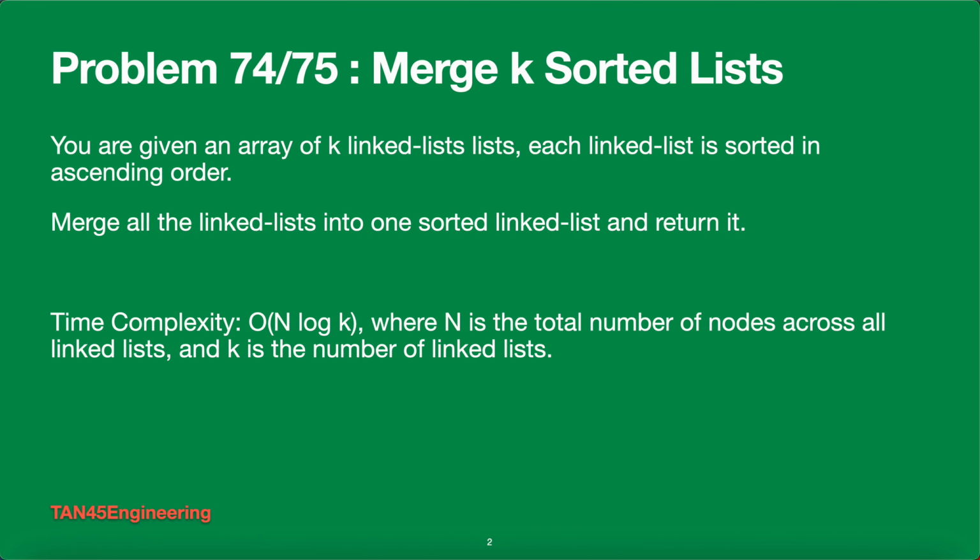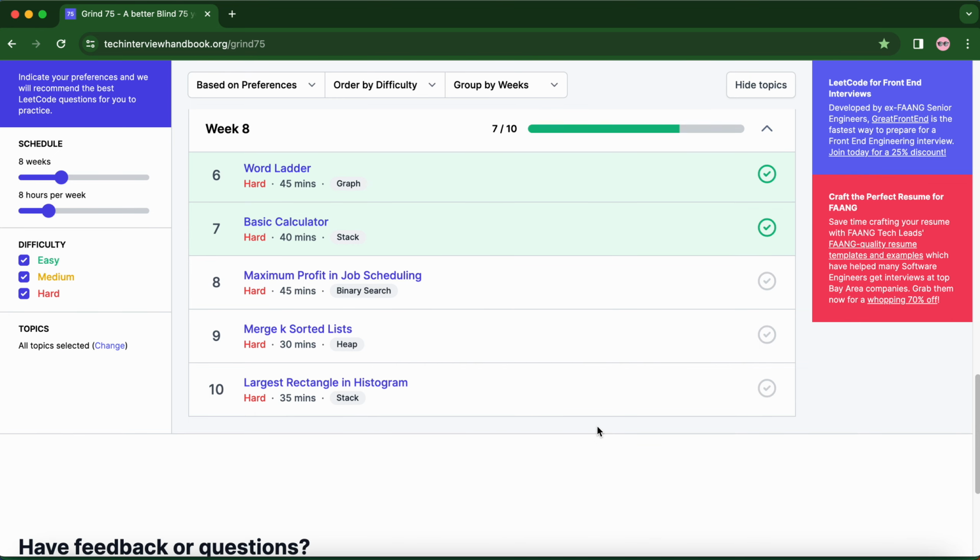So today's problem is merging k sorted lists. So let's start with the problem, understand it, and start coding. With this, we have reached 74th out of 75 problems. We are almost close to our end of this series. So last time we solved the maximum profit job scheduling. I'll mark it checked. You can find it in the list. Let's start with merge k sorted lists.